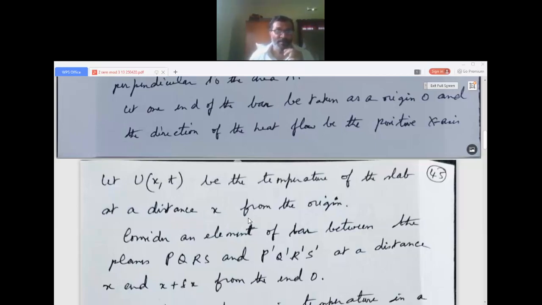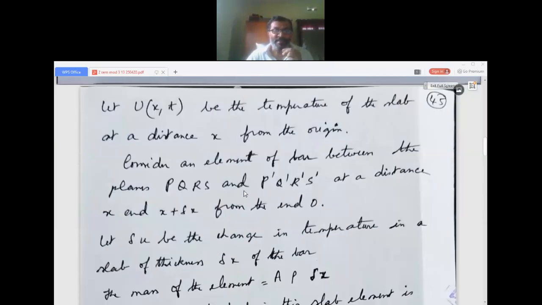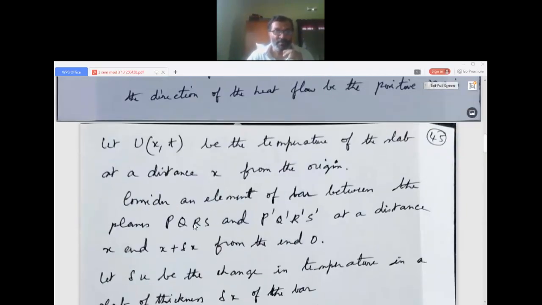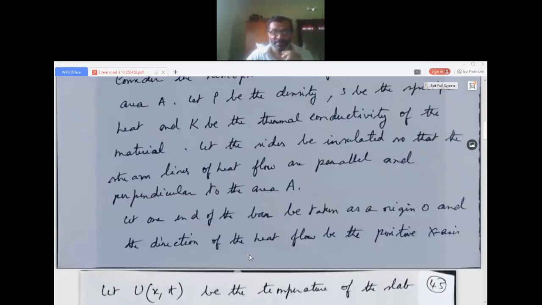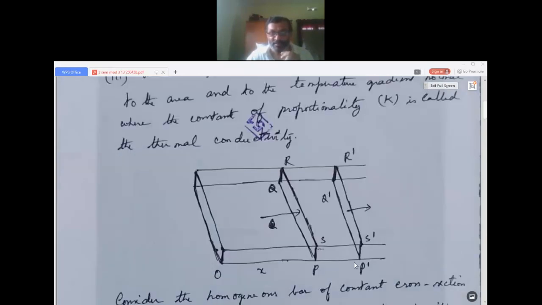Now, consider an element of the bar between the planes PQRS and P dash Q dash R dash S dash. I already sent the notes to you in the group. You can see that and copy it in your notebook. Consider a portion of the bar between the planes PQRS and P dash Q dash R dash S dash at a distance x and x plus delta x from the end O. So this one is x and this one will be x plus delta x.